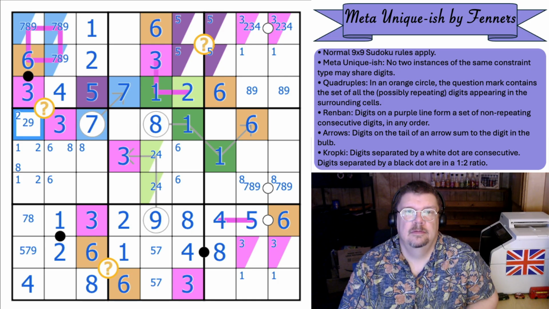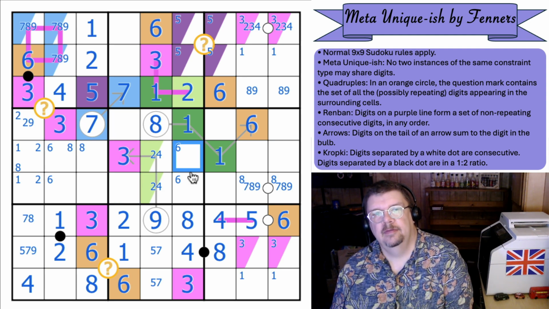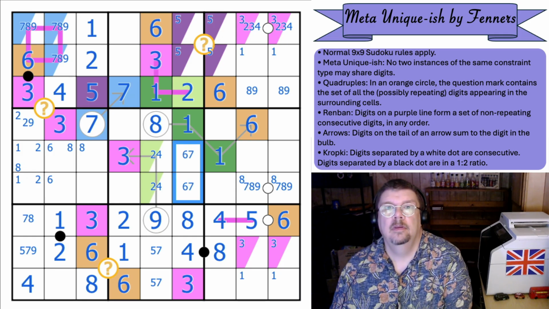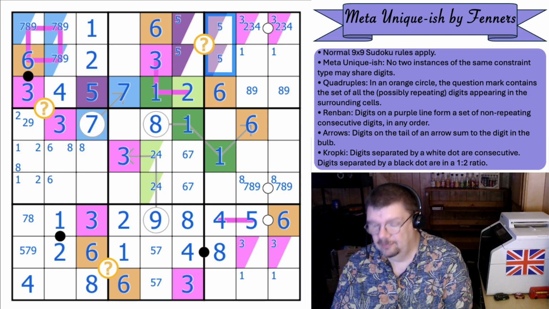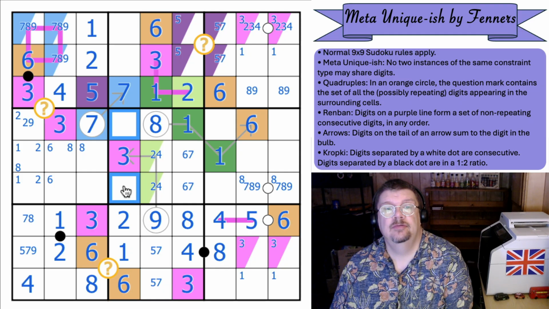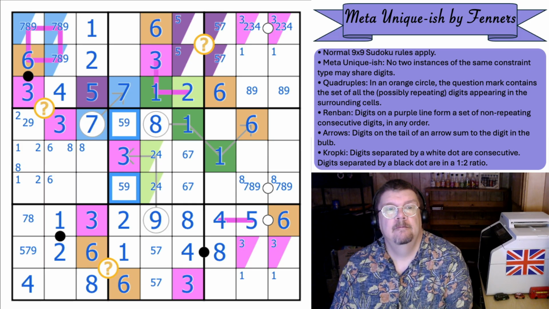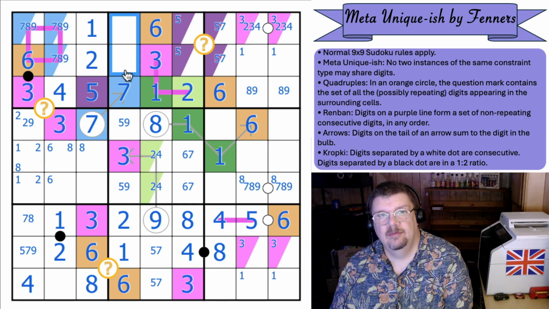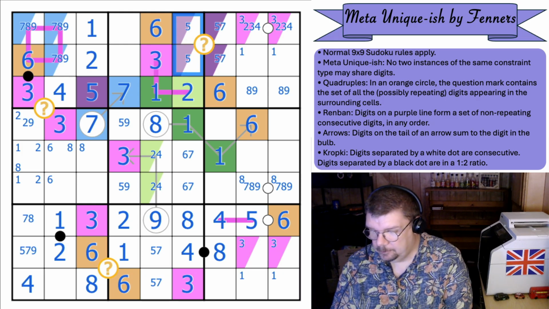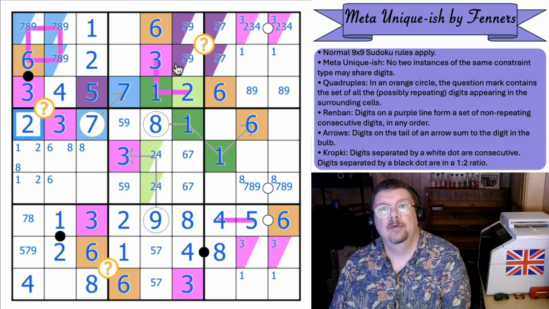So 7. 7 needs to go on a quadruple. Those are not 7. That's a 6-7 pair. That means that 7 is not there. This is the only quadruple left that can put a 7 on it, so that's a 5-7. This now is 5-9, which I don't know the order of, but that means that 5 and 9 do not go there. 5 and 9 go there. That makes that a 2, because it can't be a 9 anymore.